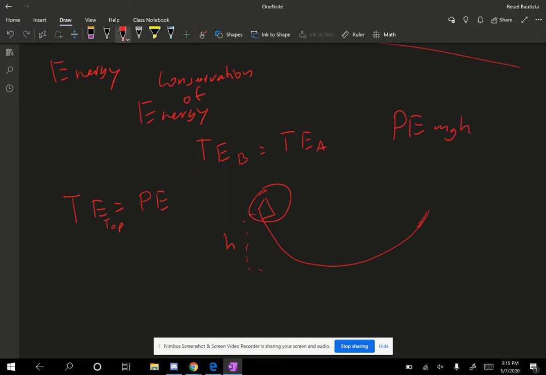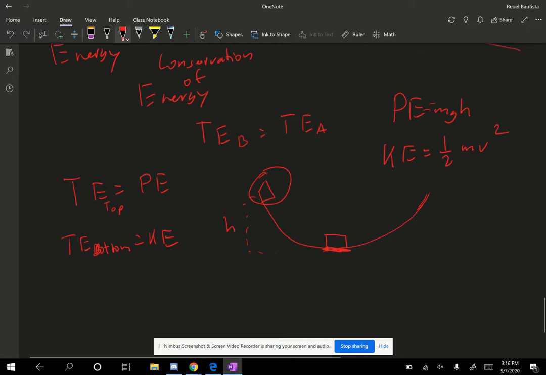Now let's say the skateboard slides down and is at the bottom. Once the skateboard is at the bottom, it no longer has a height, because now it's on ground level. There's no longer potential energy. If there's no height, there's no potential energy. So the total energy at the bottom is going to be just kinetic energy. And kinetic energy is based on mass and velocity, 1/2 mv squared.